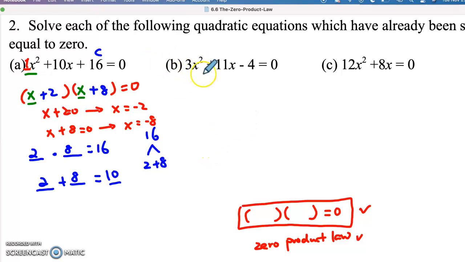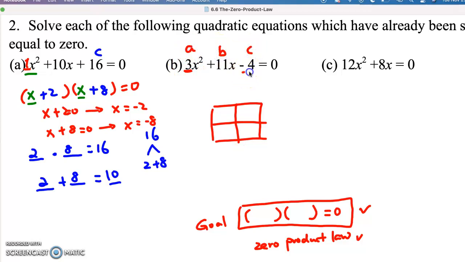Now I'm going to try one more, because I want to show you the box method for factoring when the leading coefficient is not 1. So same thing, this is my goal, okay? I need to factor this trinomial. So according to the box method, of course, you are going to draw a box, and that is 2 by 2, right? I have A, B, and C.